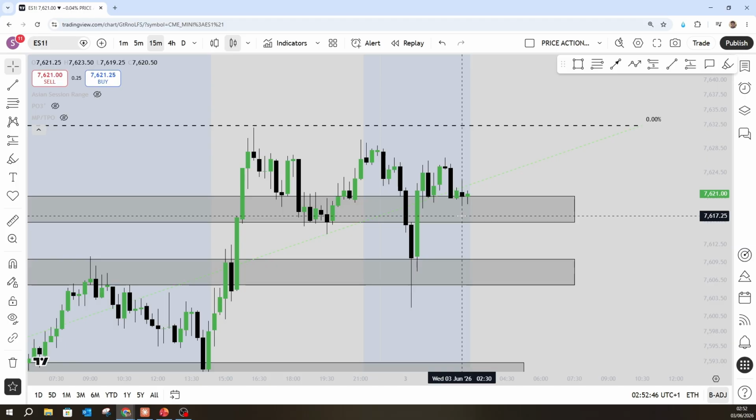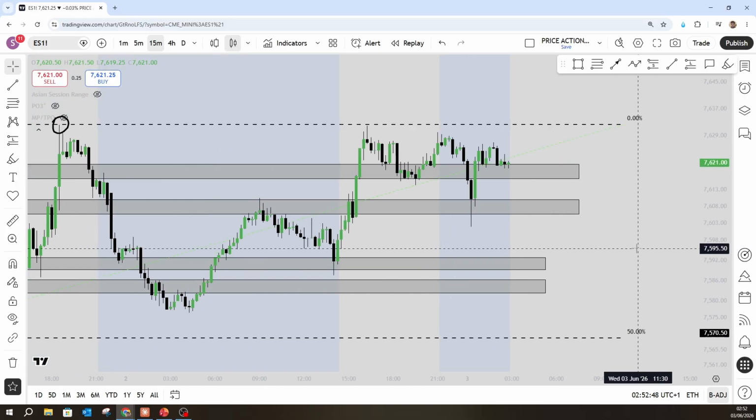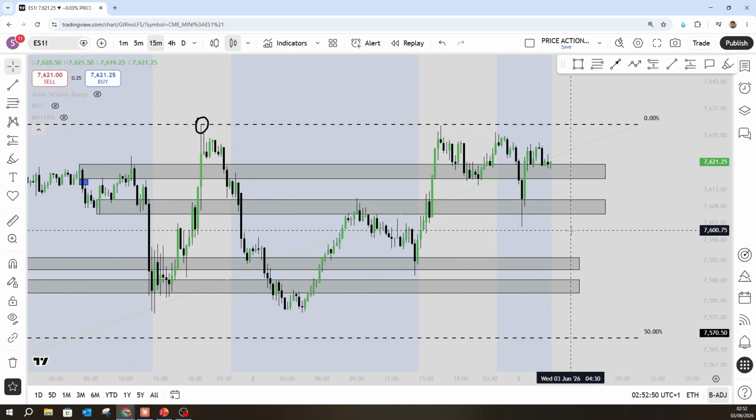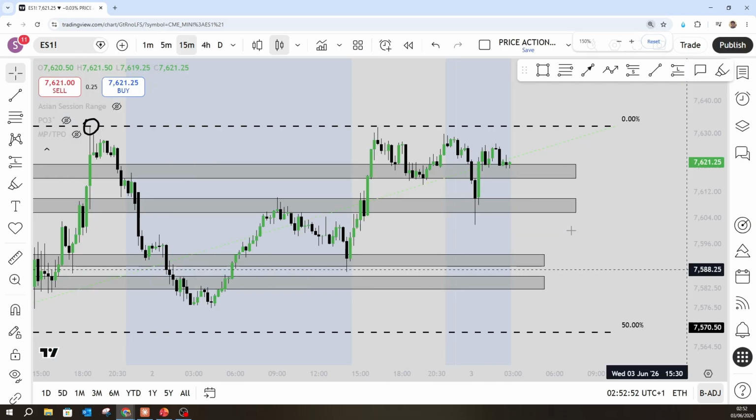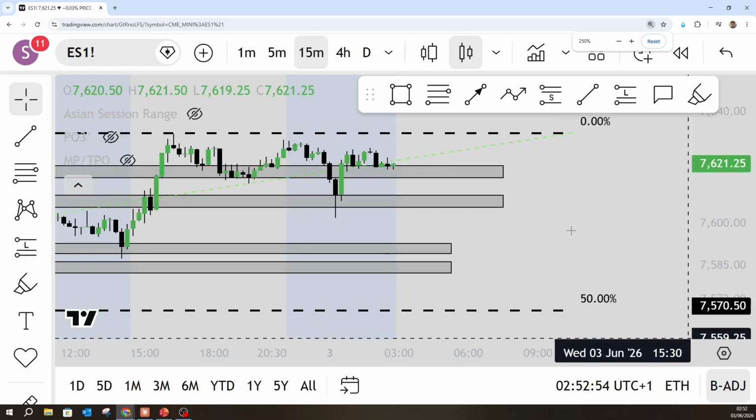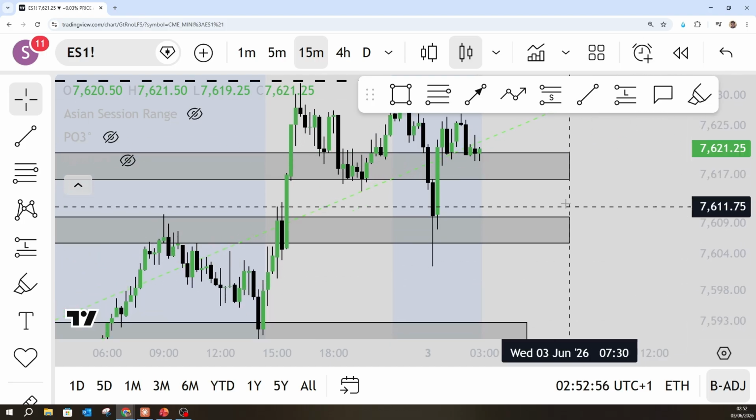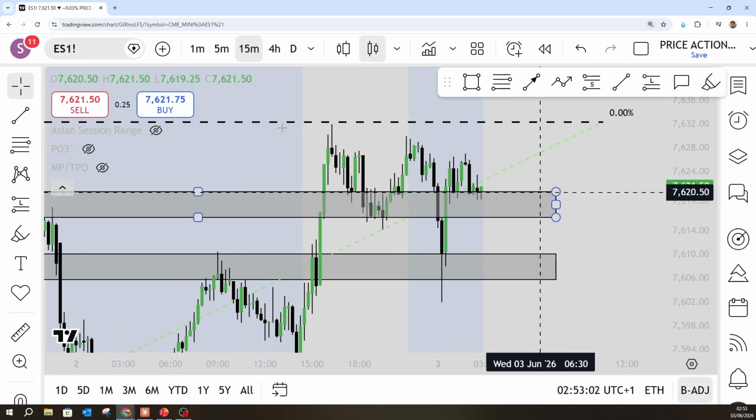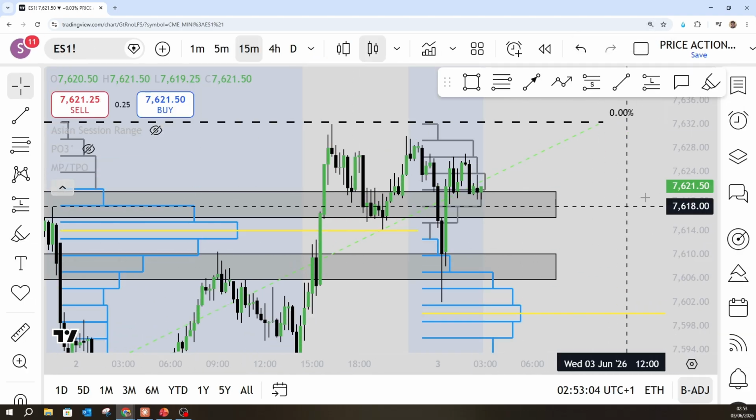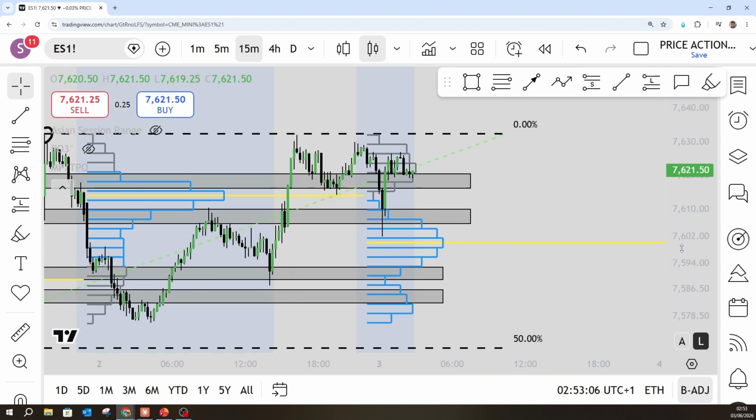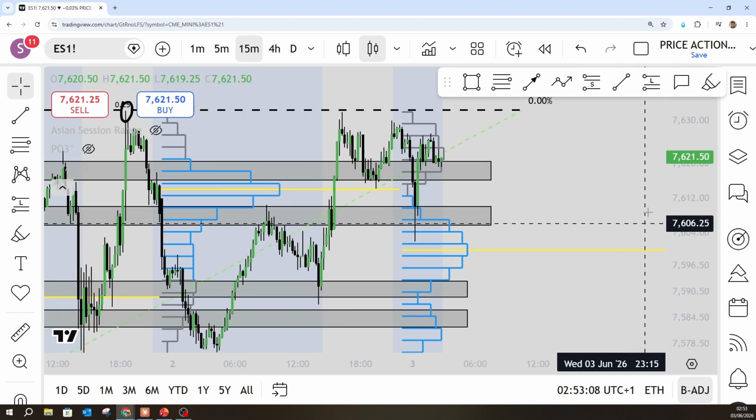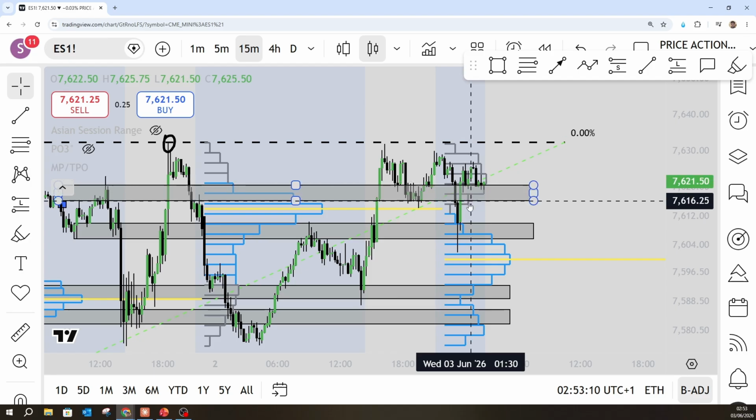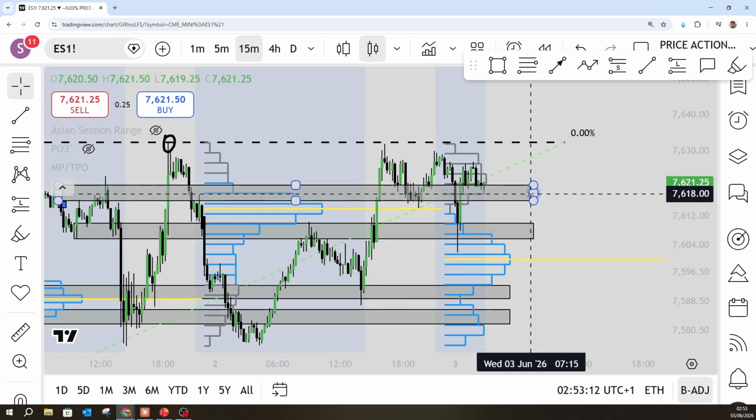Here I'm recording this on the 3rd of June 2026. So if we look at the most recent chart, let's zoom in on this. Let me just zoom out of that. That's better. So let's switch on market profile. Let's look at market profile right now. So what do we see here? This is a bit messy, but I will show you.